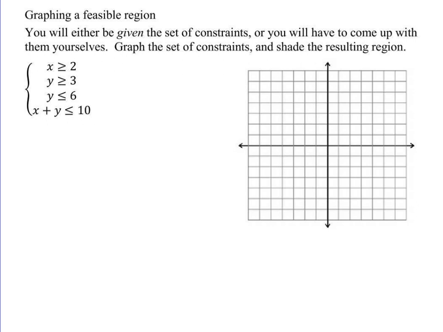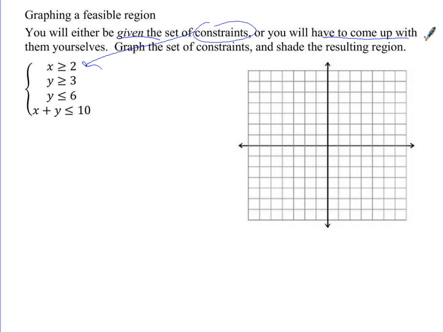Okay. So graphing a feasible region. This is just like what we did in the last section. We're just going to graph each one of these inequalities. And we're going to shade in the appropriate place. And when we shade, we'll have our feasible region. So you're either going to be given the set of constraints, which, by the way, the constraints are these right here. Or you will have to come up with them yourselves. And that's like those story problems that we did at the tail end of section 3. Once you come up with them or once you're given them, graph them. And then shade the resulting region. So basically we're in section 3 again right now.